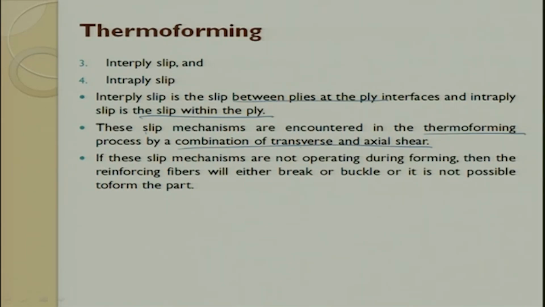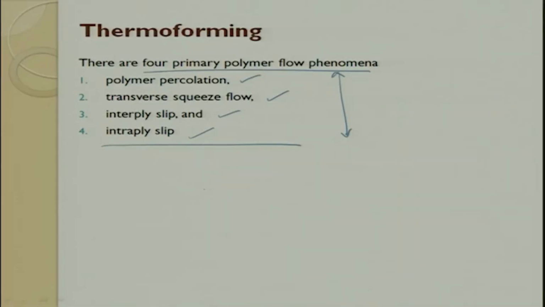Transverse and axis shear. So, if these slip mechanisms are not operating during forming, then the reinforcing fiber will either break or buckle or lead to a poor quality output. So, all the four mechanisms we discussed till now are pretty important, and you should understand all the four. If it is going to be only a thermoplastic sheet, this process is very easily doable.